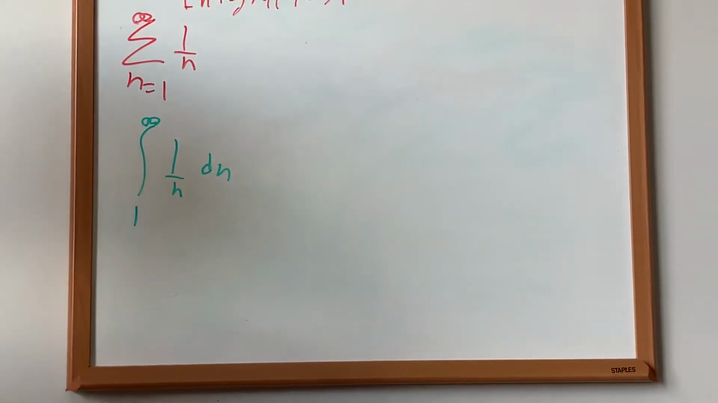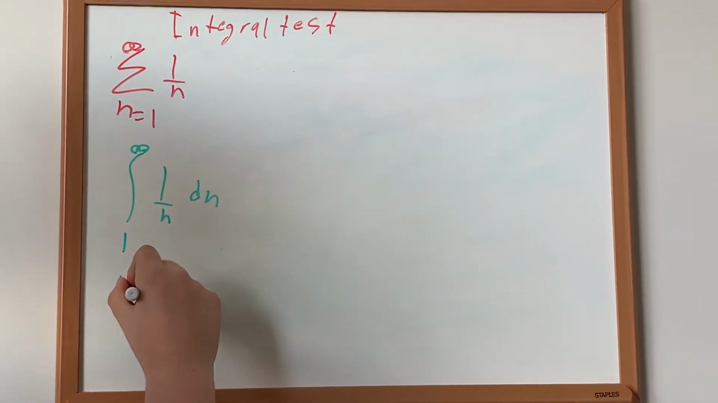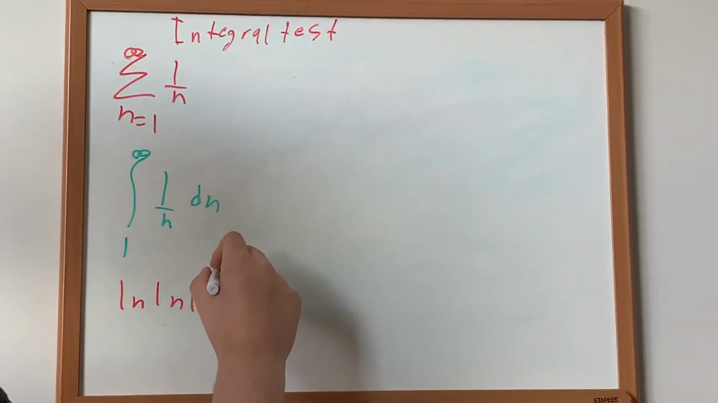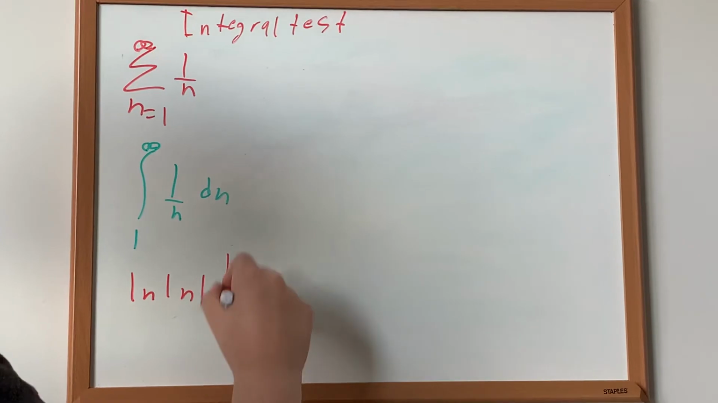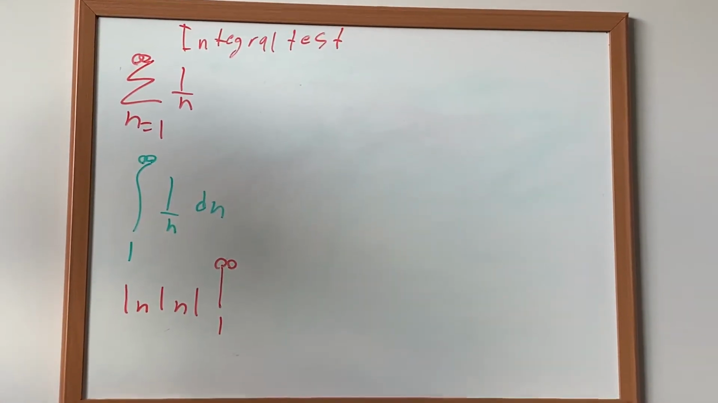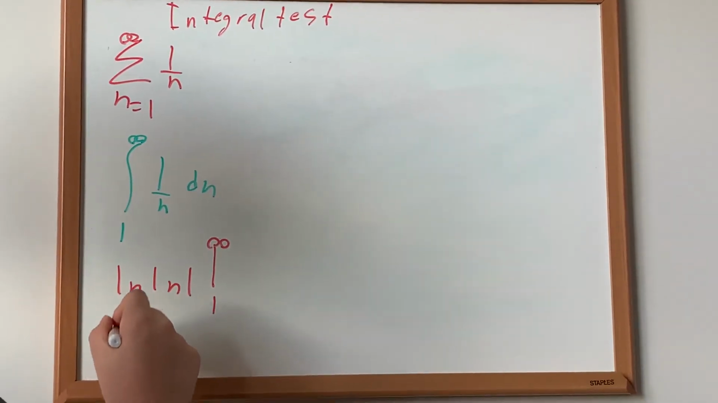So if we take the integral of 1 over n, we all know this is the natural log of the absolute value of n. So we have the natural log of absolute value of n, and then we have to take the integral from 1 to infinity. So if we plug in infinity, we get the natural log of infinity. We all know this is infinity.